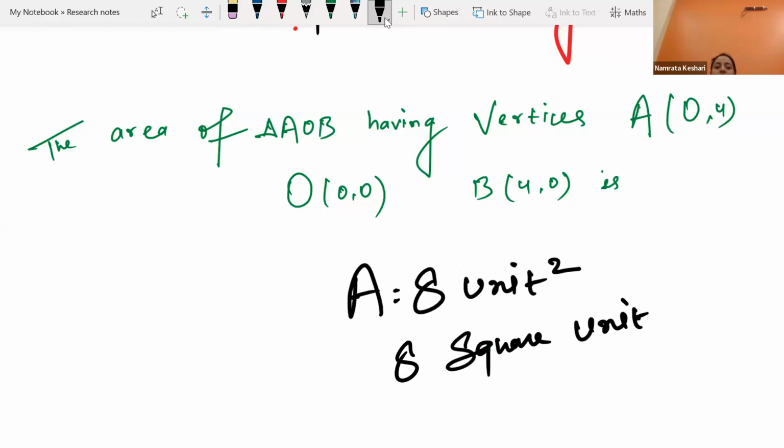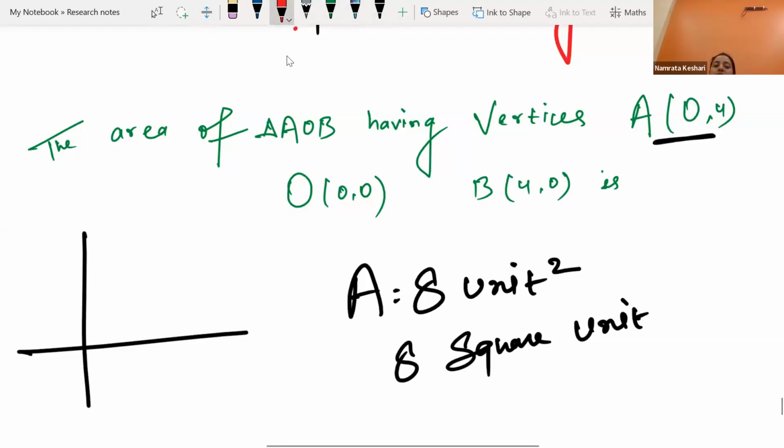Okay, let's see. We have a coordinate axis like this. The coordinate of A is 0 comma 4. That means x is 0 and y is 4. It is on the y axis. Then O is 0, 0. B is 4 comma 0. Let's join them. We are getting a triangle. We have to find the area of this triangle.